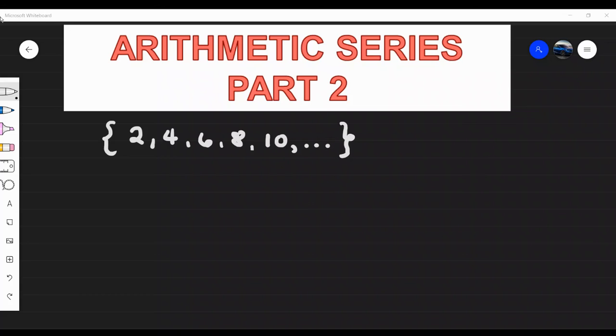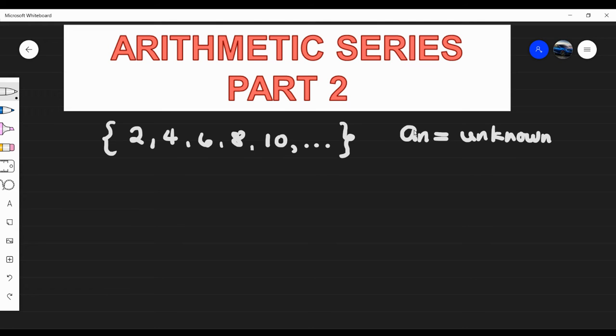Okay, let's discuss part 2 of our arithmetic series problem. So how do we find the sum of the terms of a given arithmetic series if a sub n, or the last term, is not known? So here, our problem is that a sub n is unknown.